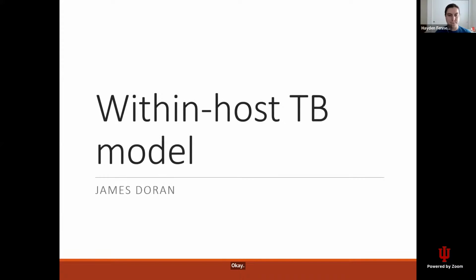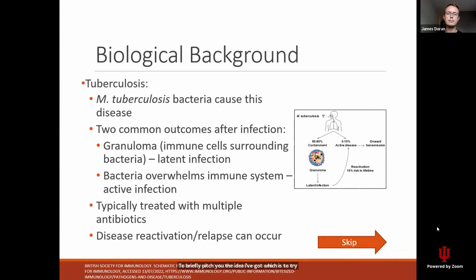Yep. Okay, perfect. So I'm here today to briefly pitch you the idea that I've got, which is to try and replicate a within-host model of tuberculosis infection. With regards to the background, tuberculosis is an infectious disease that's caused by the bacterium Mycobacterium tuberculosis. Typically, in 9 in every 10 cases, the infection is controlled. A load of immune cells are recruited and they aggregate and wall in the bacteria and contain it inside the structure known as a granuloma, an idea of which you can see in the diagram on the slide here.